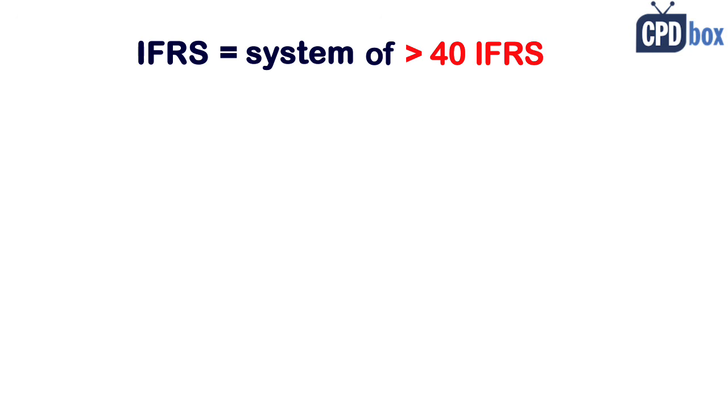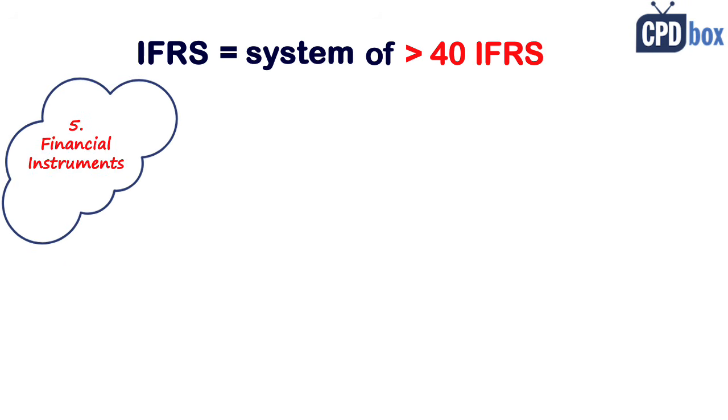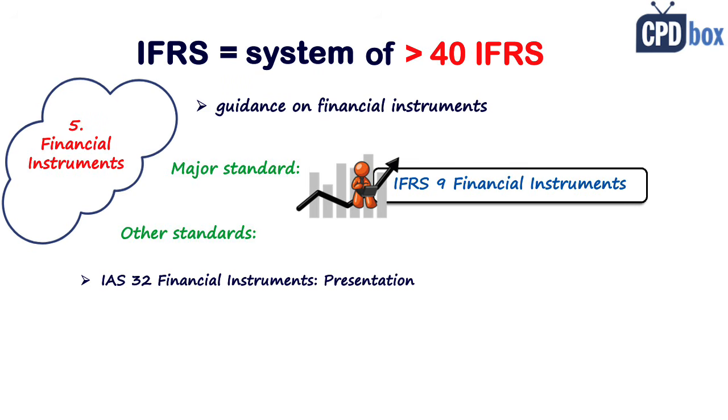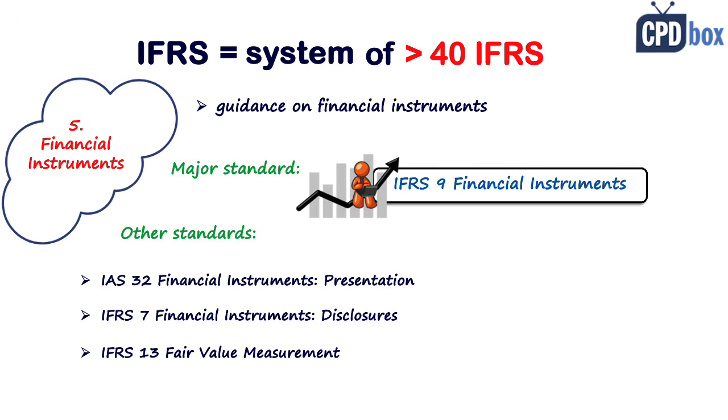Then we have financial instruments. This is the big group because this is the most complex area in IFRS. And the most complex one is, of course, IFRS 9 Financial Instruments. The related standards are then IAS 32, Financial Instruments Presentation, IFRS 7, Financial Instruments Disclosures, and IFRS 13, Fair Value Measurement. And let me say that this standard is very important because it sets the rules for fair value, not only related to financial instruments, but also for non-financial assets and other items.